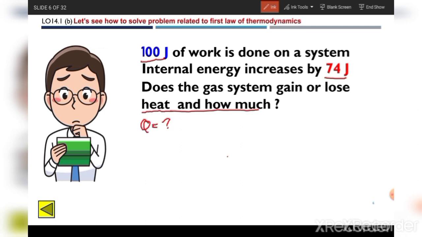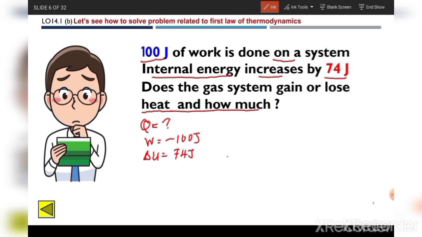Given information is 100 joule of work is done on the system. So that means the work done is negative, so negative 100 joule. Another information is internal energy increased by 74 joule. So that means delta U is positive 74 joule.